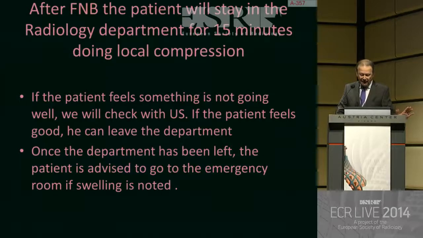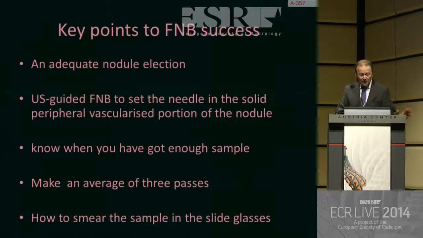Once the patient has left the department, he or she is advised to go to the emergency room if they notice swelling. There are key points to FNB success. First is the adequate selection of the nodule. It's very important to go to the suspicious nodule. Also, it's very important to do US-guided FNB, setting the needle in the solid, peripheral, vascularized portion of the nodule. You have to know during the procedure when you have enough sample in your needle.